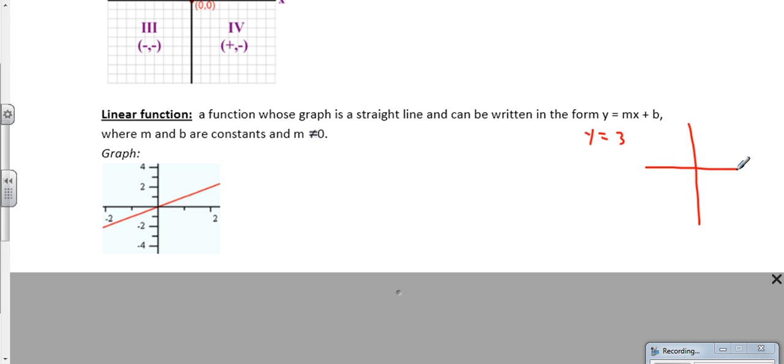Now, y equals 3, that equation is like that.